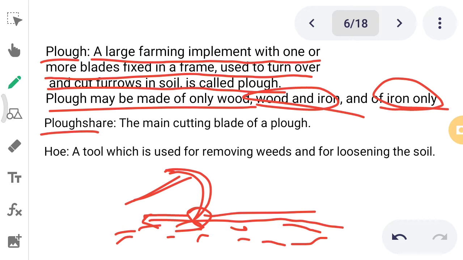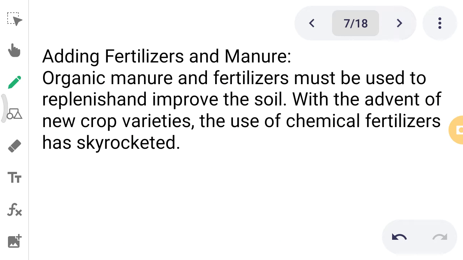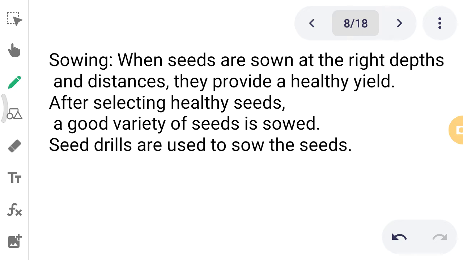Next, plowshare. The main cutting blade of the plow. So this part is called the plowshare. Hoe. A tool which is used for removing weeds and for loosening the soil. So the hoe is usually used to remove the weeds and to loosen the soil. Next, we have loosened the soil, so the soil is prepared. Now sowing of the seeds takes place.